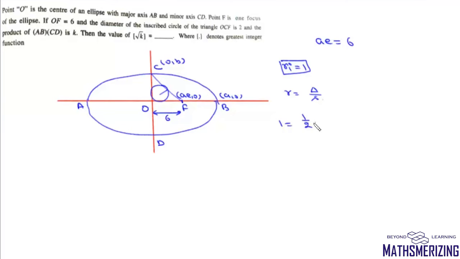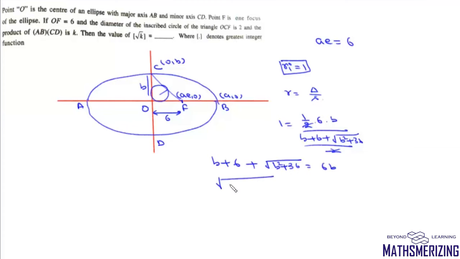Now what's the area of this triangle? Area of this triangle will be 1 by 2 into ae, ae in this case is 6, and then into this is b, upon b plus 6 plus under root of b square plus 36 upon 2. So we'll cancel this 2 with 2. So we'll get b plus 6 plus under root of b square plus 36 is 6b. So we'll write under root of b square plus 36 as 5b minus 6.